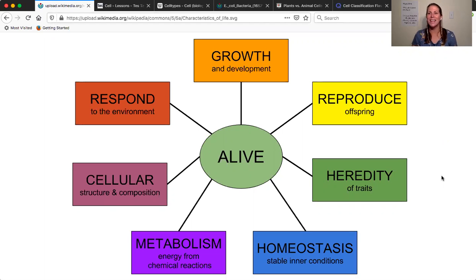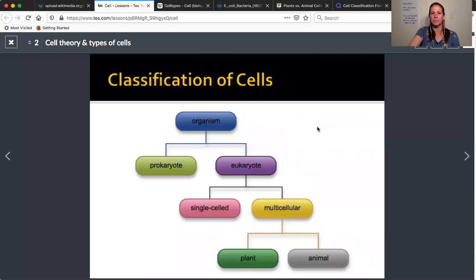Great job. Today we are going to focus on one of these characteristics, which is all living things are made of cells. So let's take a look at our flowchart. An organism, as you remember, is something that is alive. So organisms can be classified as prokaryotes or prokaryotic cells, or eukaryotes made of eukaryotic cells.